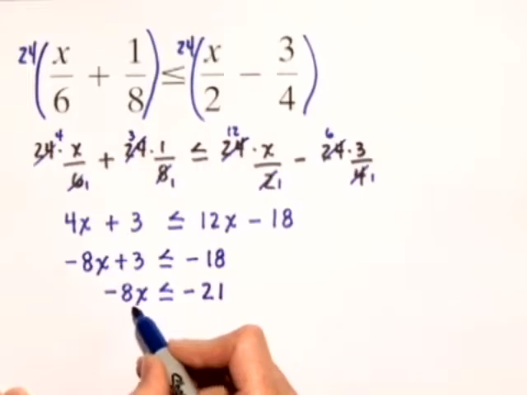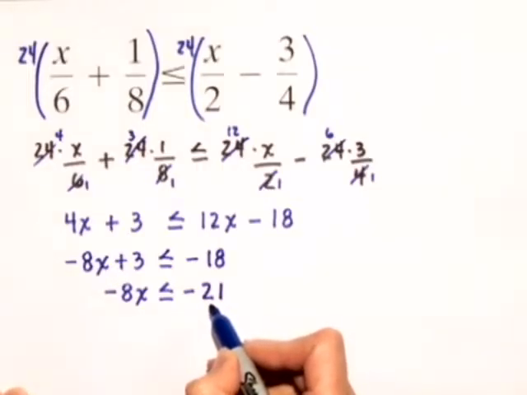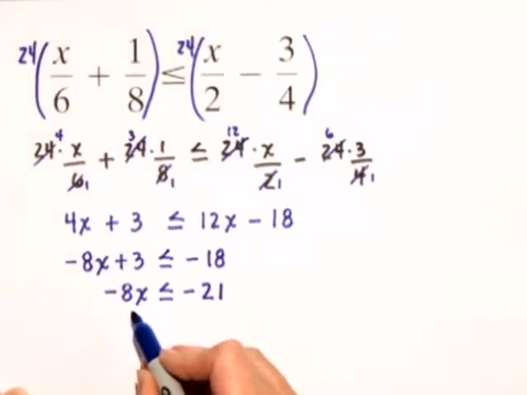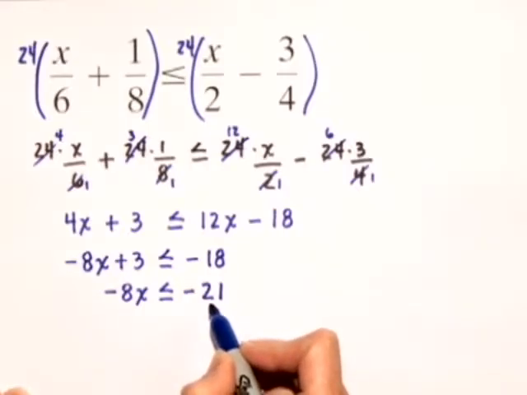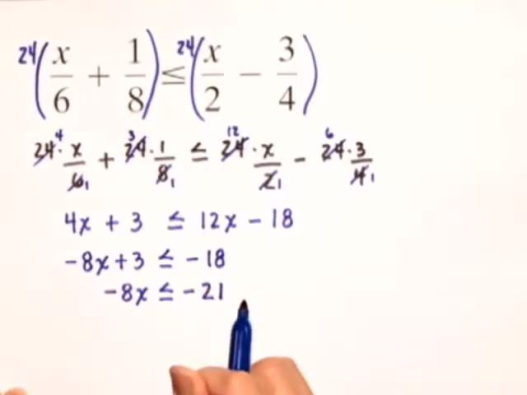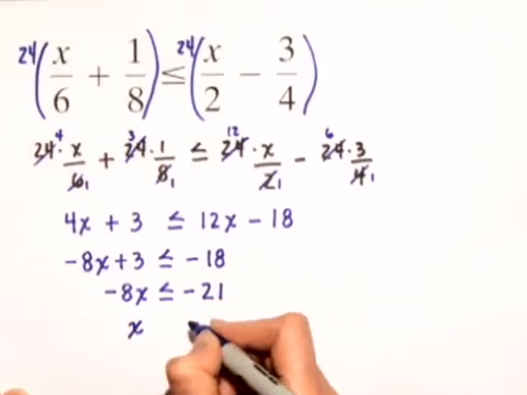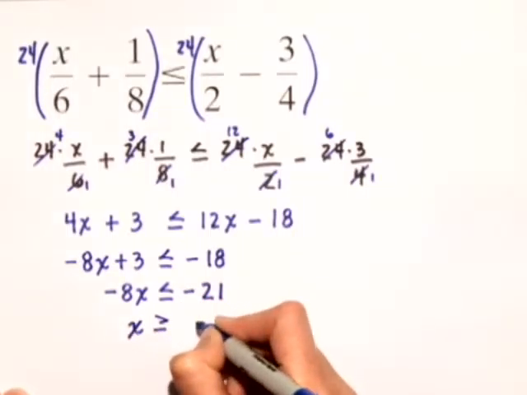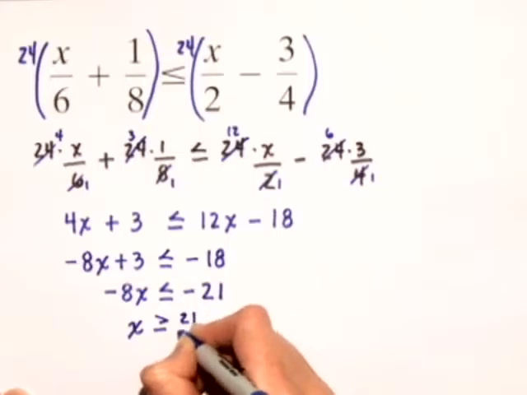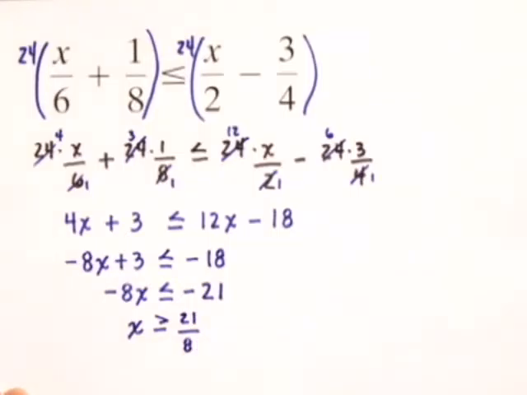Finally, we're going to divide both sides by negative 8. Remember, anytime you multiply or divide an inequality by a negative number, you reverse the direction of the inequality. So when we divide both sides by negative 8, x is greater than or equal to positive 21 over 8.